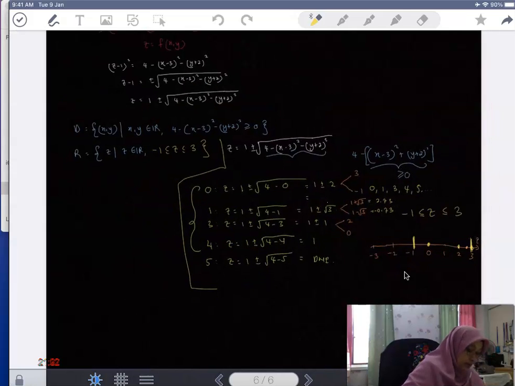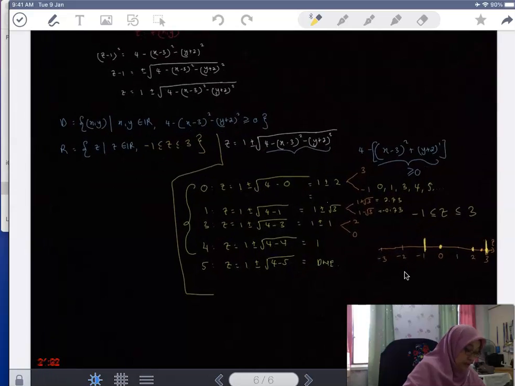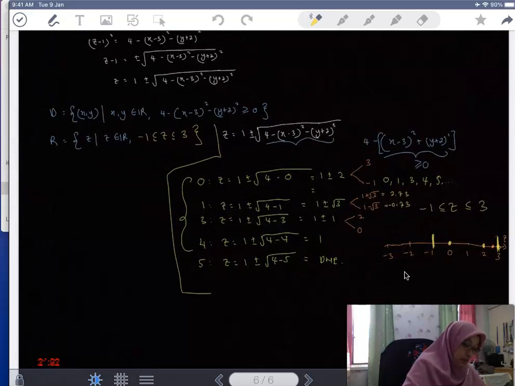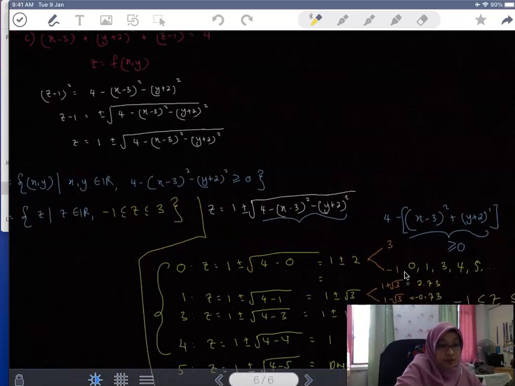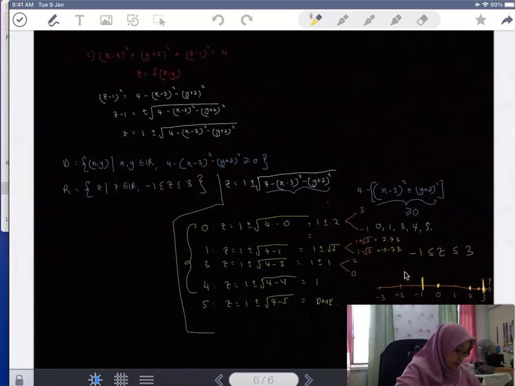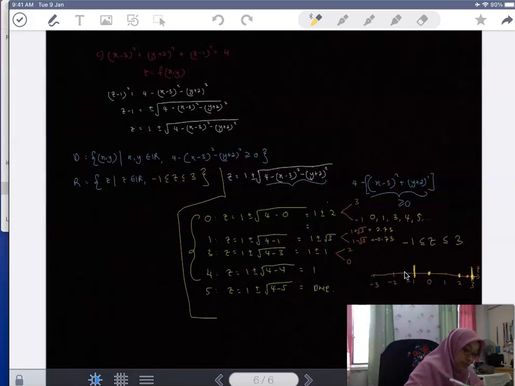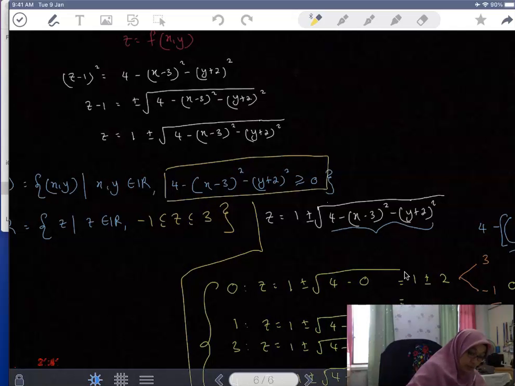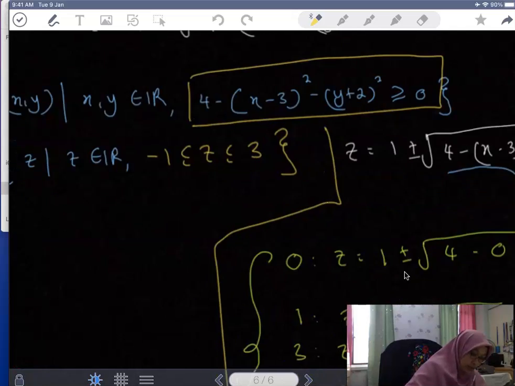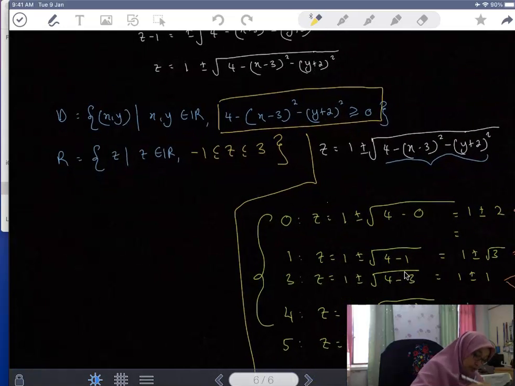Okay, so now it's time for us to compare the domain and the range. Before we look at the sphere, now we want to sketch the domain. Sketching of the domain is basically based on the equation here. Sketching of the domain.